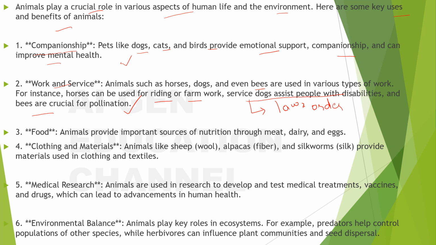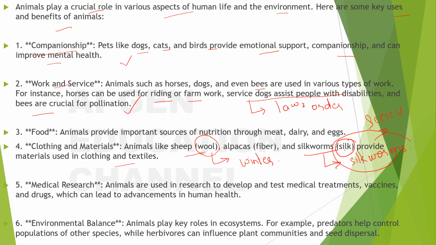Now, food. Animals provide important sources of nutrition through meat, dairy and eggs. This you all know. And clothing and materials. Animals like sheep, alpacas and silkworms provide materials used in clothing and textiles. You know that sheep gives wool. We wear woolen clothes in the winter season to protect ourselves from the cold. And about silkworms, you wear silk clothes, right? We get it from silkworms. The department that deals with all of these is called sericulture.